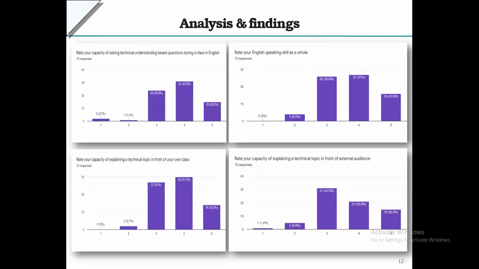So the difficulty in comprehension is shown somewhere, and if we really provide them with that opportunity, if we provide them with content, it may increase. For example, rate your capacity for asking technical understanding based questions, whether you are able to ask questions. You see, somebody has put themselves at the lowest. So giving yourself the lowest degree means really you are in that problem. So students feel the problem of asking questions.